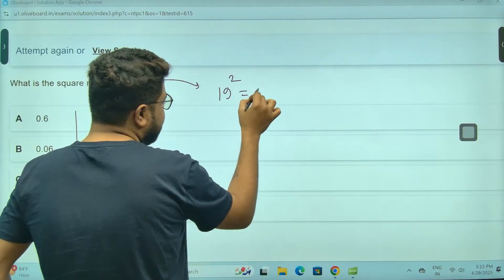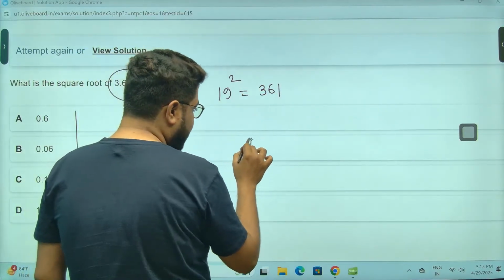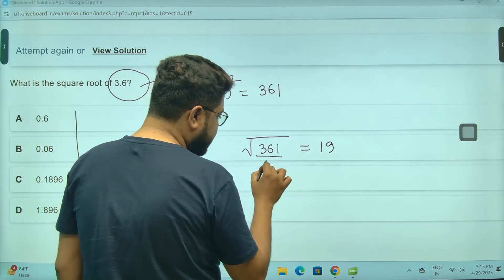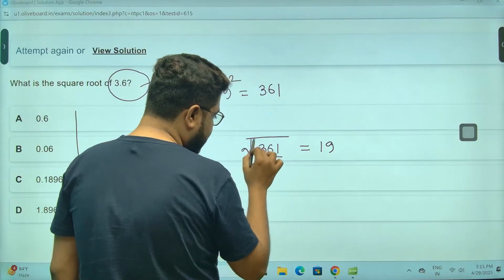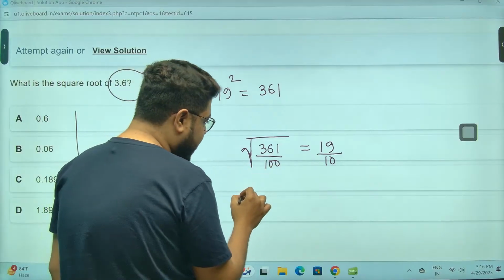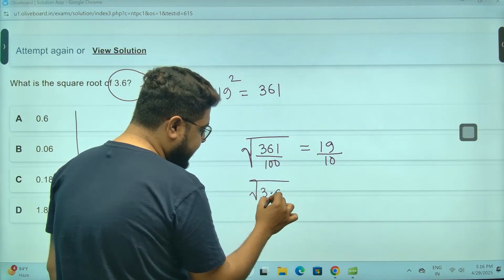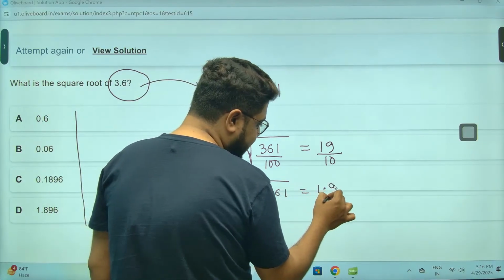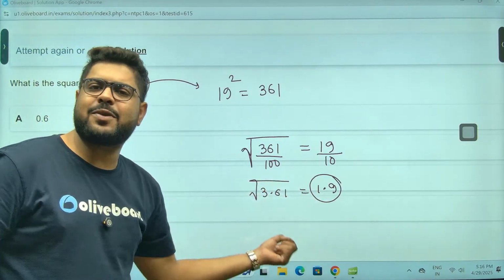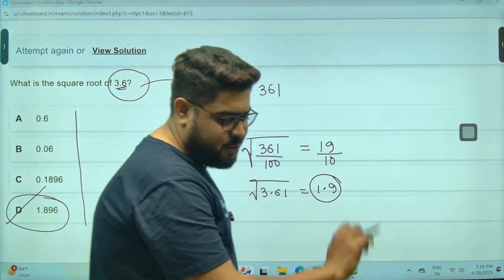19 squared is 361. So that means, sir, please understand, square root of 361 is 19. Square root of 361 by 100 will be 19 by 10, because the square root of 100 is 10. That means the square root of 3.61 is 1.9. So the square root of 3.6 will be a little less than 1.9. Check the options now, sir. 1.896, option D, sir.